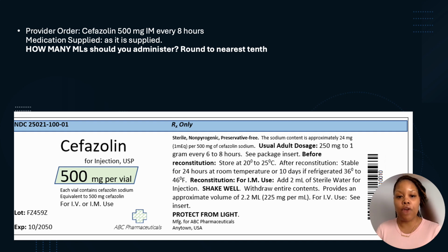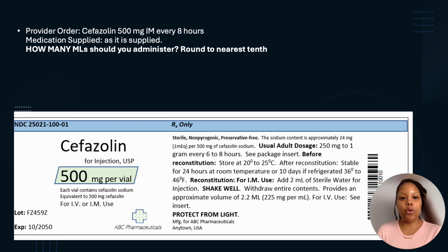Now, the part that says before reconstitution tells you what to store it at. And then after reconstitution, it tells you what to store it at. Now, let's go to the reconstitution part. It says for IM use, you want to add 2 mLs of sterile water for injection, and then you want to shake it well. All right, so then it says that it provides an approximate volume of 2.2 mLs, which will give you 225 mgs per ml. So it lets us know how much we need to dilute with. So it says that we need to dilute it with 2.2 mLs of sterile water.